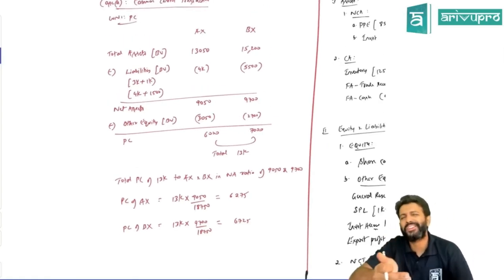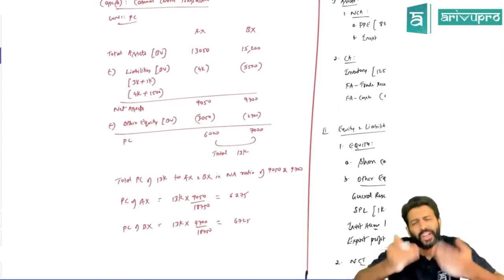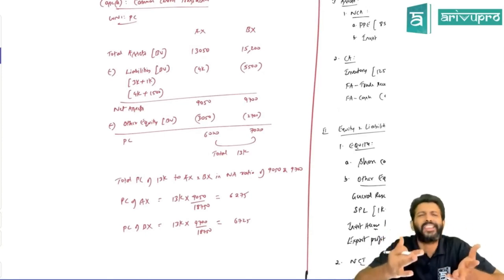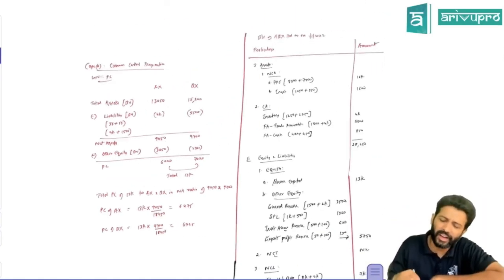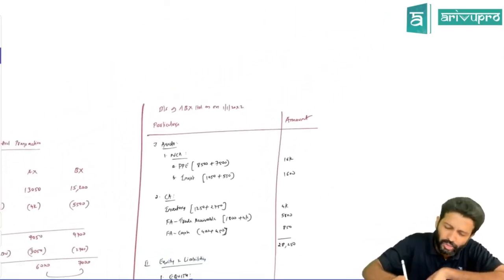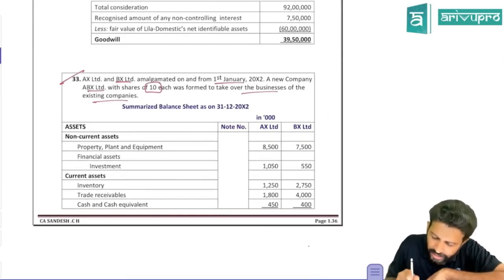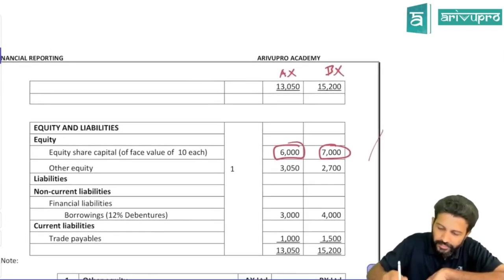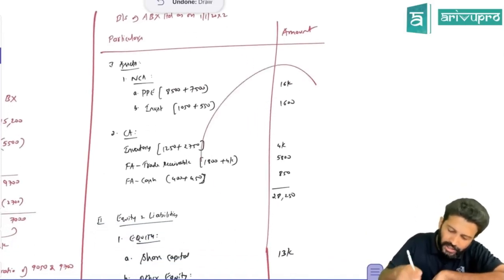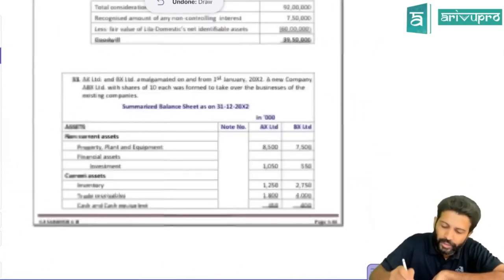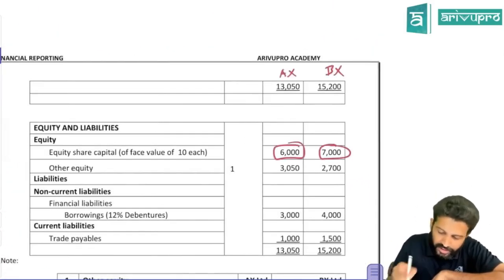A common control transaction balance sheet is very, very straightforward, sir, because there are no fair value adjustments, nothing. Every asset and liability is at book value. Simply take the book value of both companies' assets and prepare the new balance sheet. Just go on adding the assets. So this is 8,500 plus 7,500, as I've shown here. Investments also, go on adding. All the assets and liabilities, go on adding. Just don't add equity share capital.